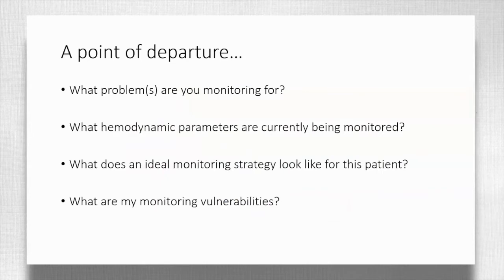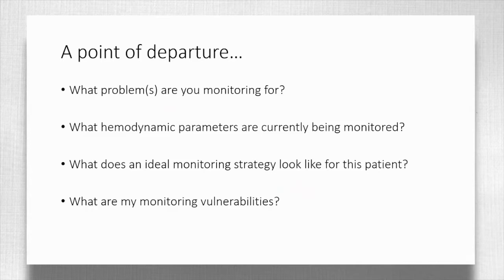And as a point of departure, there are certain questions that I always ask myself when I'm taking care of someone who I believe to be at risk of hemodynamic instability. The first is, what sort of problem do I imagine I need to actually monitor for in this patient? How do I imagine they would become unstable, and why? And that then informs the next questions, which are, what's currently being monitored, and how does that compare with ideally what I think I should be monitoring in order to pick up the problem that I need to monitor for?